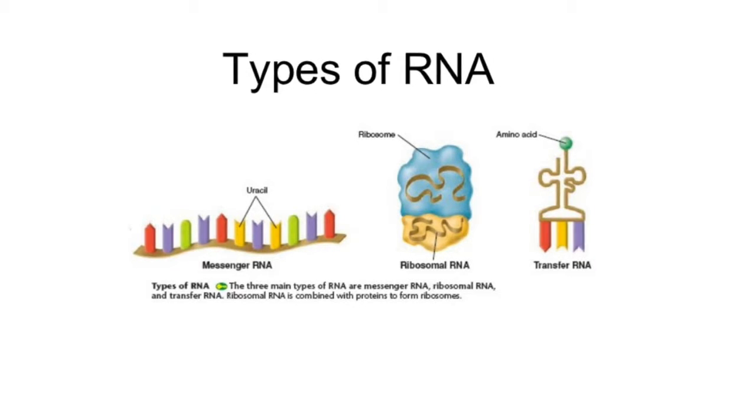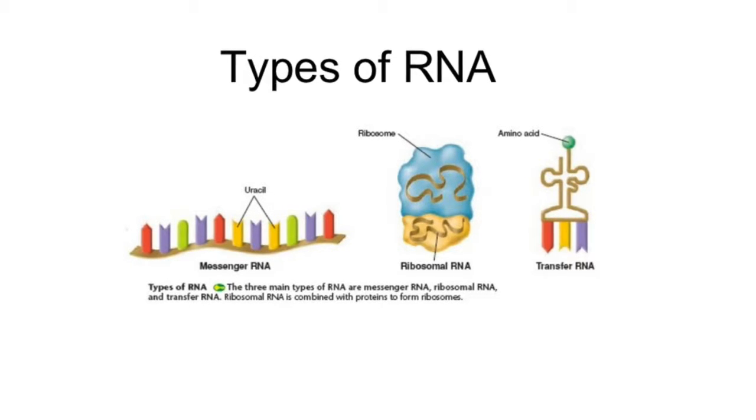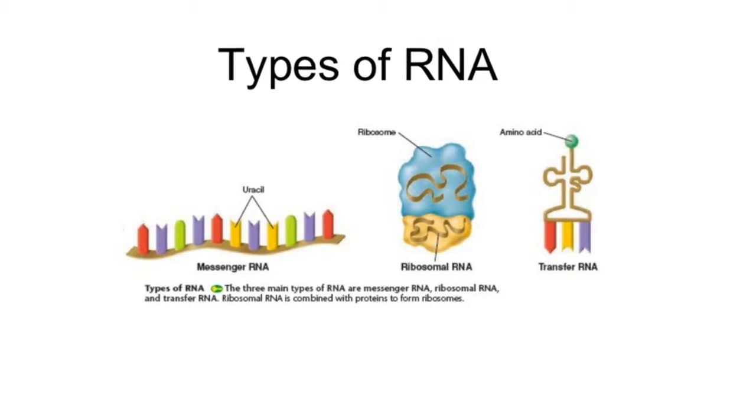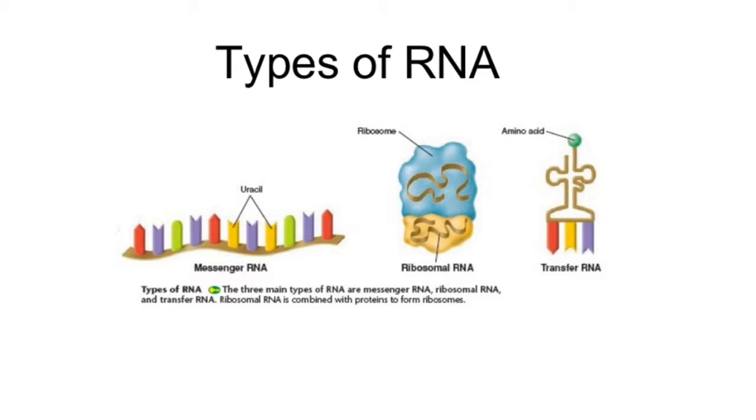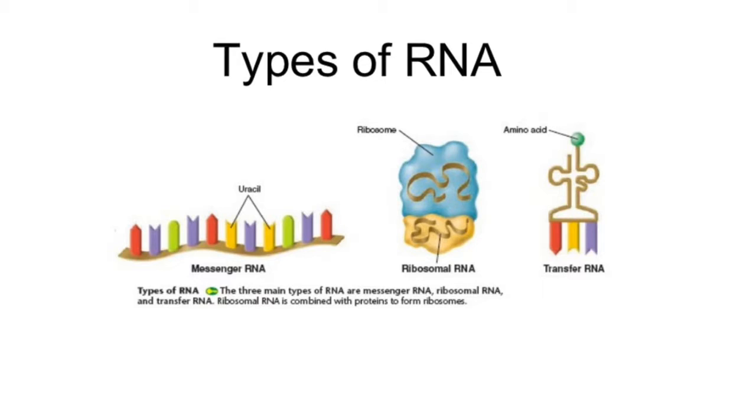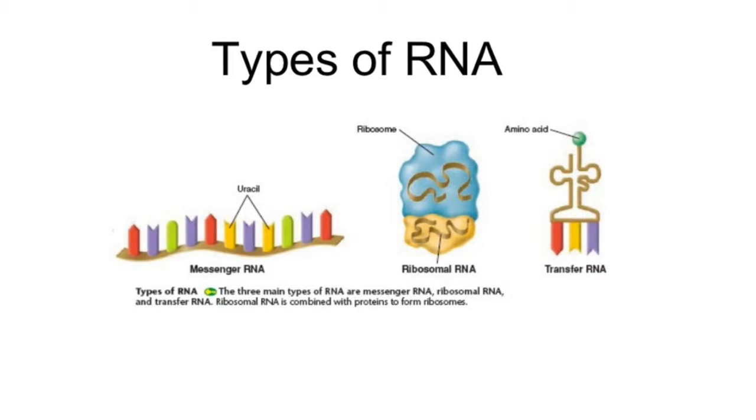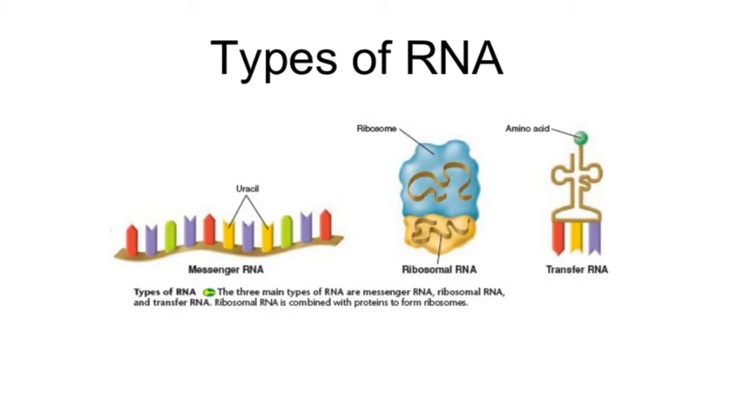On the large subunit, there are 3 sites: the E, P, and A sites. The E site stands for the exit site, which is where the tRNA leaves the ribosome. The P site is the polypeptide site, where the amino acids form into a polypeptide. The A site is where the tRNA binds to the mRNA and is holding the next amino acid that will be bound onto the polypeptide chain.